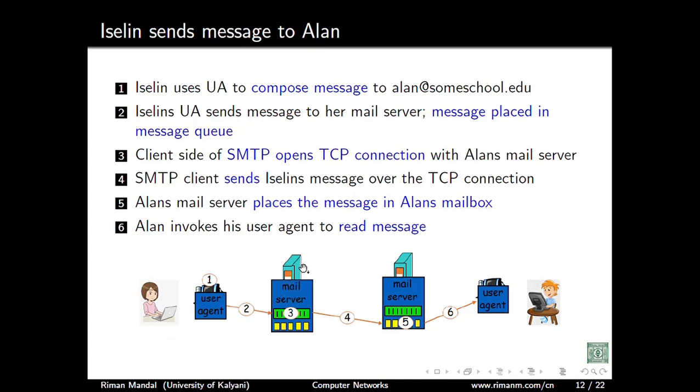Then the client side of SMTP will open a TCP connection with the server side of SMTP, that means Ellen's mail server. The SMTP client sends Islin's message over this TCP connection to the mail server, which keeps the message in the email buffer of Ellen's mailbox. And then Ellen will invoke her user agent to read this particular message. So these are the 6 steps to be followed when sending an email.